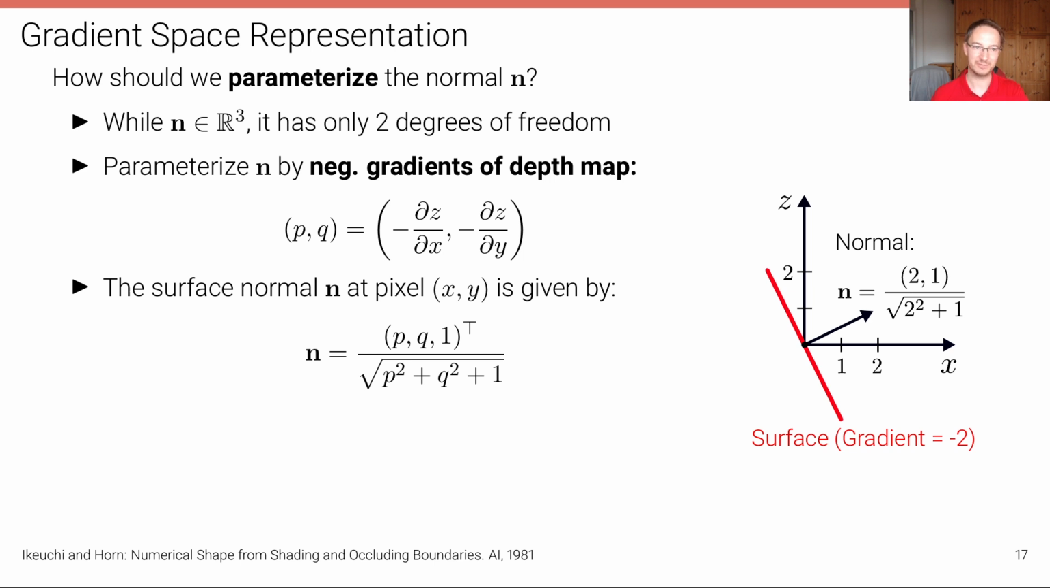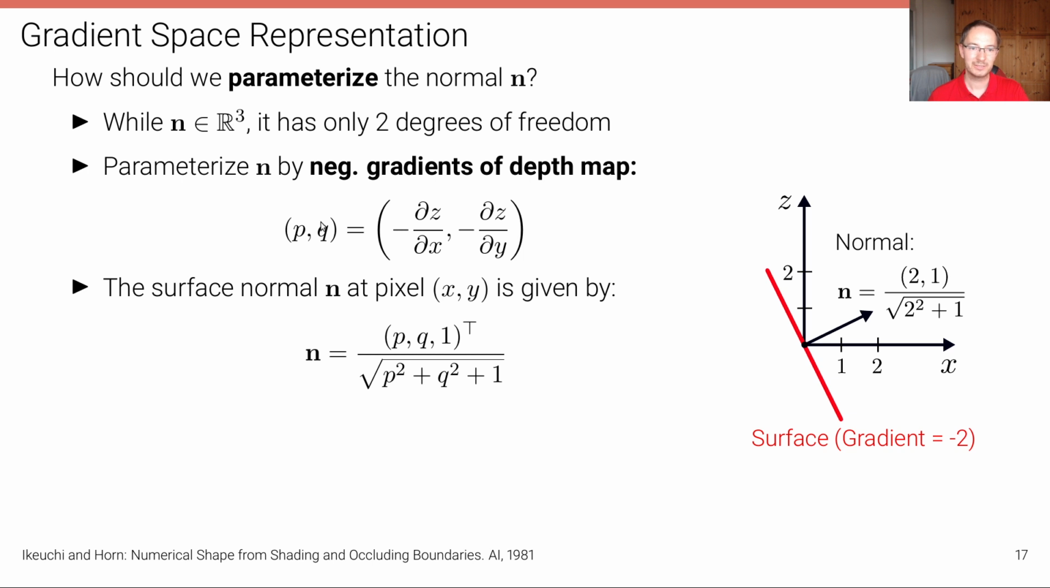The gradient space representation parameterizes the normal n by the negative gradients of the depth map. So instead of specifying the normal directly, we specify the gradients of the depth map. Let's call the depth C. You can imagine a camera on top that looks at the scene from the top, and C is the depth direction, or the inverse depth direction, depending on how you define it. But C goes along the principal axis of the camera.